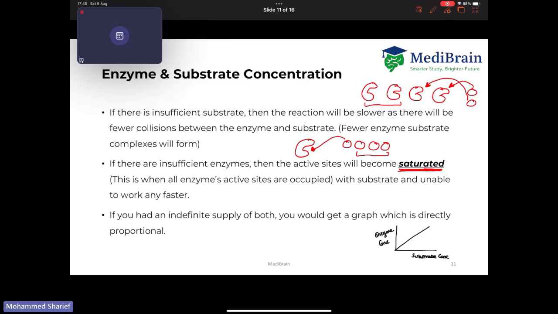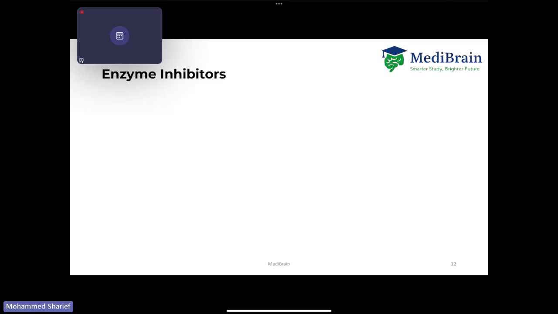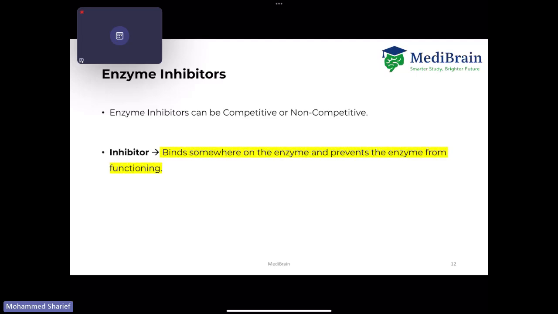And there are two types of inhibitors that we are going to be looking at. First of all, what is an inhibitor? Well, an inhibitor means that it inhibits something, it stops something. So first of all, the two categories of inhibitors. Inhibitors can be competitive or non-competitive. This will make more sense when we look at this on the next few slides. An inhibitor binds to somewhere on the enzyme and prevents the enzyme from functioning. It stops the enzyme from functioning.